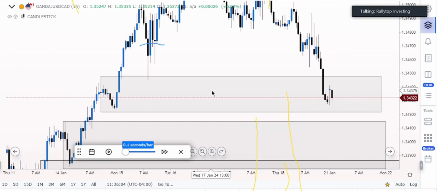All right? But in principle, you want to trade with a fresh area of interest, not a mitigated area of interest. Once an area of interest has been mitigated, you don't use it again. It's risky to use it. So that's why, for these two reasons, this area of interest is not valid.